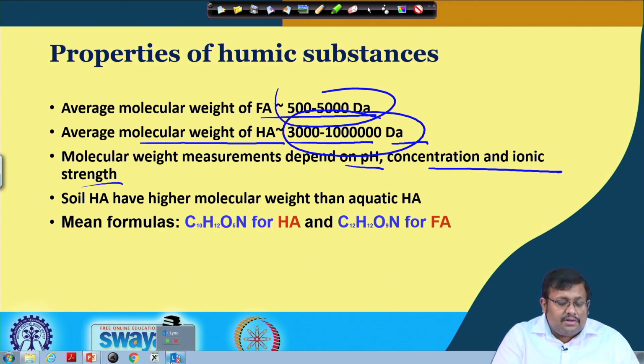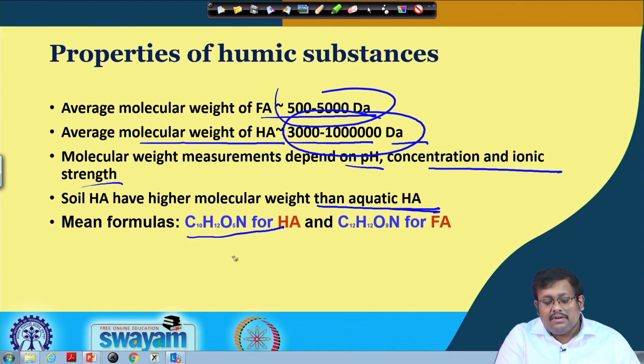We have already said that soil humic acid has higher molecular weight than aquatic humic acid. So, that is why I am telling you, although they are humic acid, their structure varies from one environment to another environment. The mean formula of humic acid is basically C10H12O5, and in case of fulvic acid it is C12H12O9. So, this is the difference in their mean formulas, and their molecular weight is also quite different from each other.